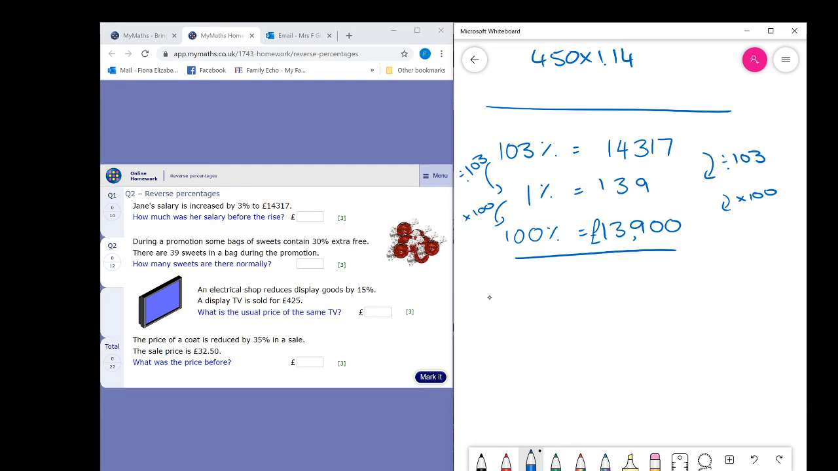This one, I'll do this one. So this one reduced by 15%. So if it's reduced by 15, that means it's 85% is left. So 85% is 425.